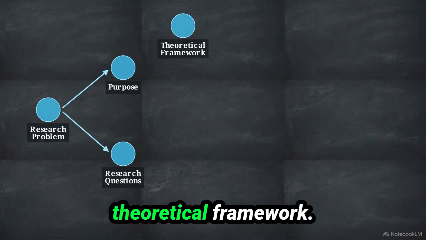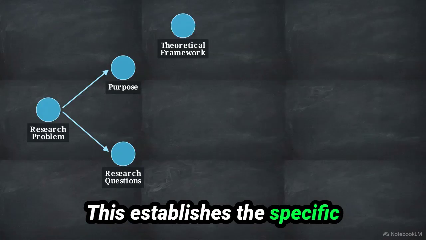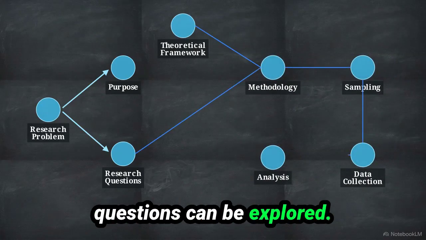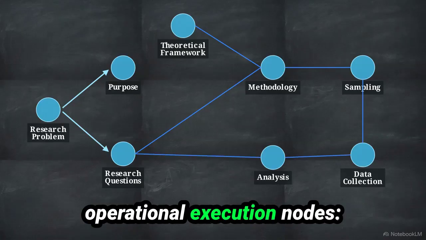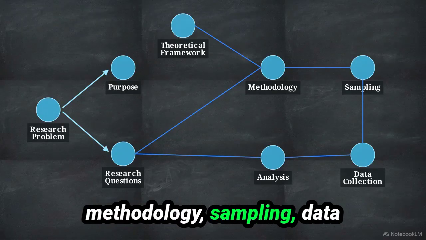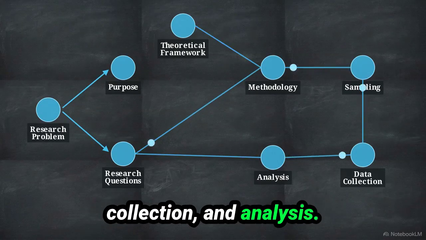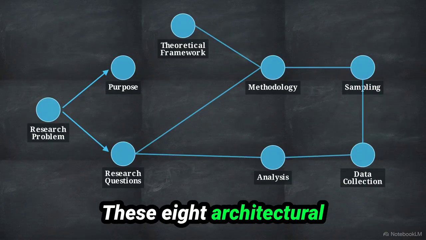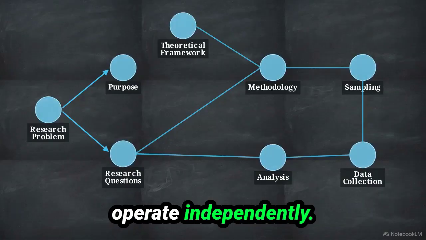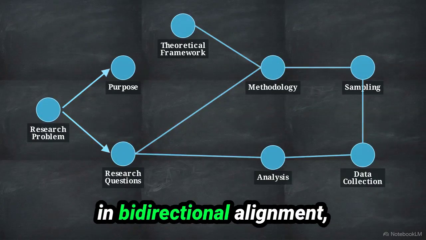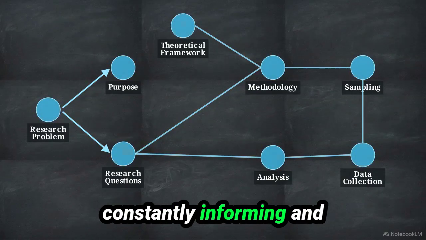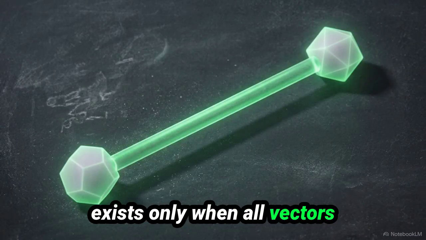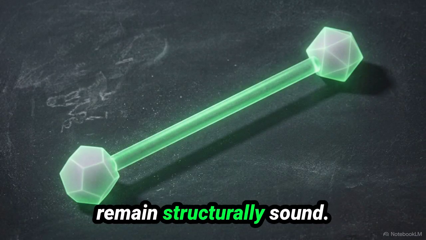Above them sits the theoretical framework. This establishes the specific analytical lens, firmly constraining how those questions can be explored. Finally, we add the operational execution nodes: methodology, sampling, data collection, and analysis. These must align tightly with the framework and the questions. These 8 architectural components do not operate independently. They are perpetually locked in bidirectional alignment, constantly informing and restricting one another. Methodological equilibrium exists only when all vectors between these specific nodes remain structurally sound.